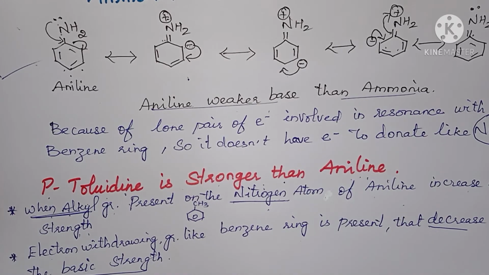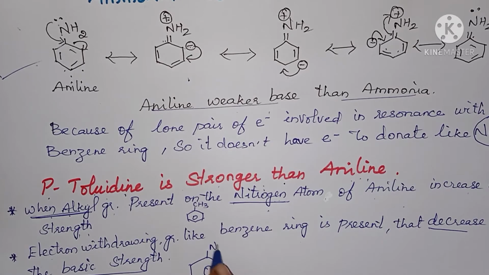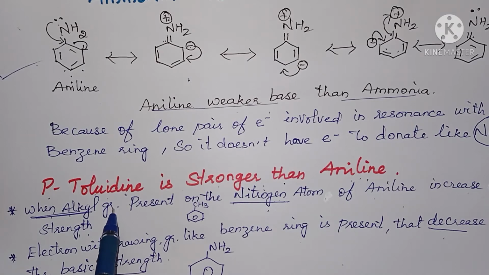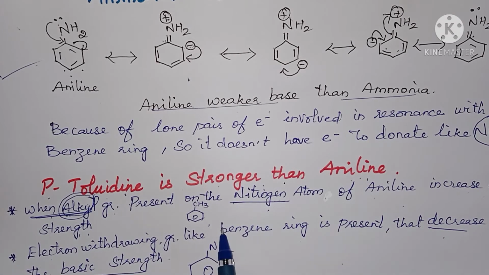So why is toluidine stronger than aniline? Because here an alkyl group is present. In toluidine the alkyl group is present. But in aniline, this is the aniline formula, there is an electron withdrawing group connected to the amine. So naturally the basic strength decreases, but in toluidine it increases because of the alkyl group attached to the benzene ring. The basic strength is higher because it is an electron releasing group which pushes electrons toward the nitrogen atom, the electron density of nitrogen increases, and it is ready to donate the electron. I explained this very clearly in the last video. Hope you got it. Okay, next one.